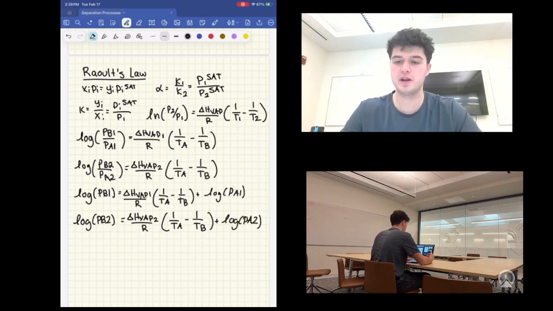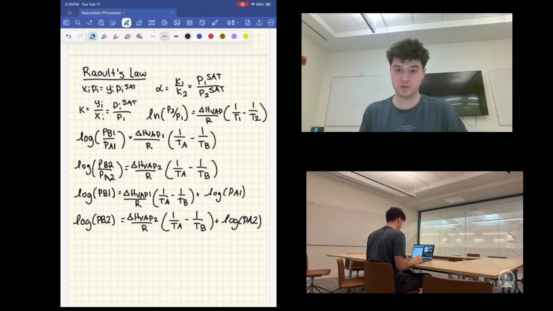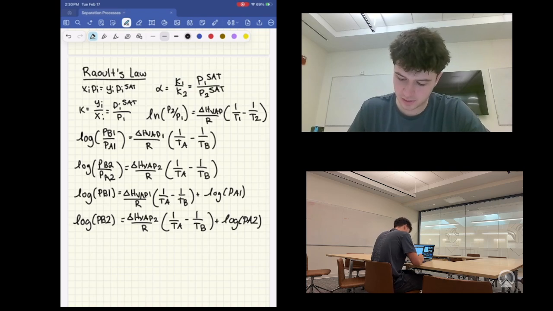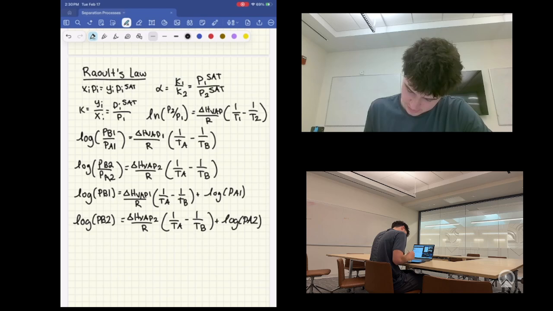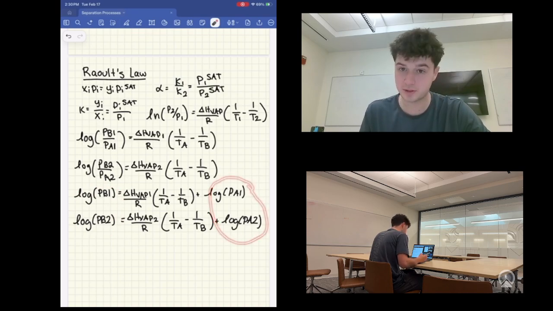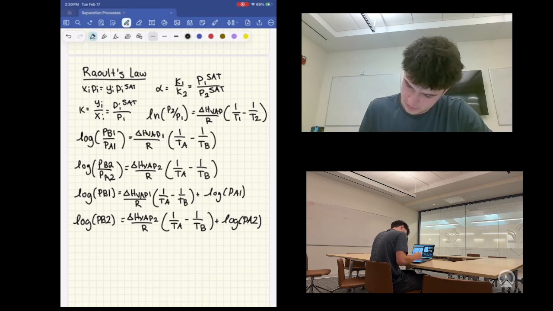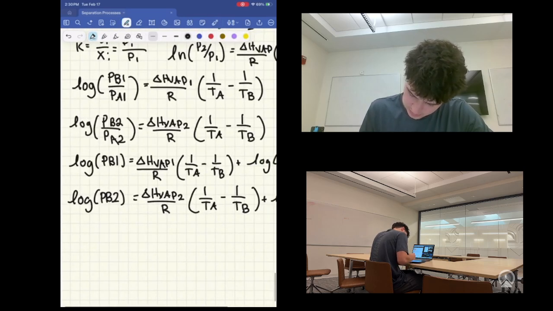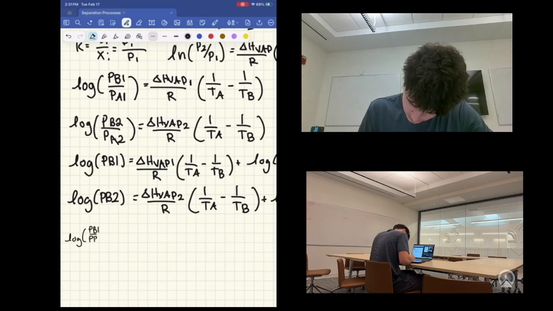Then add a log of PA2. Alright, so now from here we are going to be able to sub these two equations into each other and solve for that constant. Now we are going to combine this all into one large equation, and I'm going to need a smaller pen size here. So as you can see here, we have these PB1 over PB2 and PA1 over PA2, and we are able to make this into a ratio. So on the far left side, zoom in a little bit, we will have log PB1 over PB2. Yeah, you're able to see this.